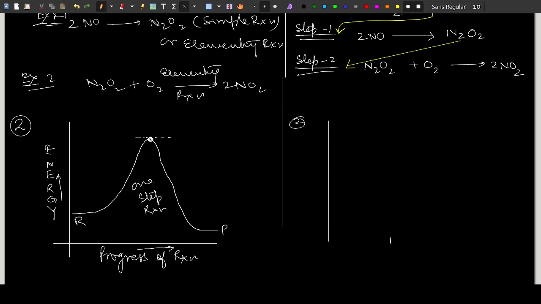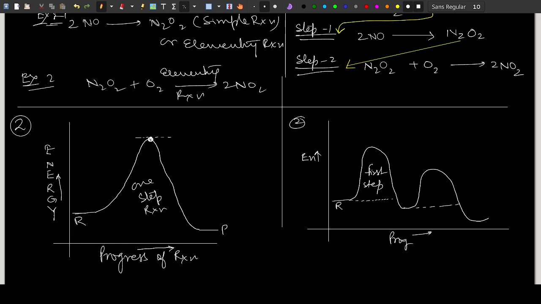Here in this case we can draw a similar graph. Here is progress, here is energy, and here is the reactant R. This is one step, and this is another step. This is the first step, and this one is the second step.